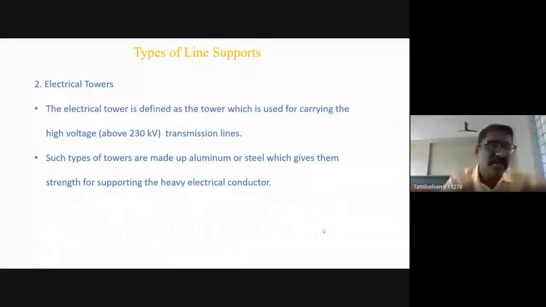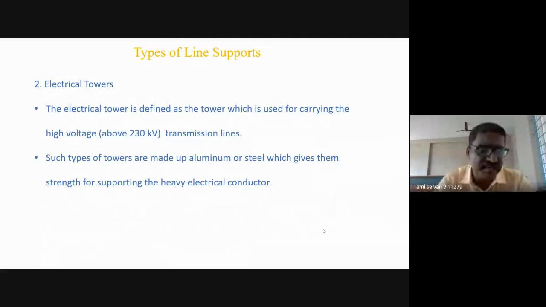So the line support is classified under two different types: one is the electric pole, and the other is the electric tower. The pole is normally used for lesser voltage transmission and distribution systems. But when the voltage is greater than 115 kilovolt, or compulsorily above 230 kilovolt, we use only towers. These towers are made up of aluminum or steel.